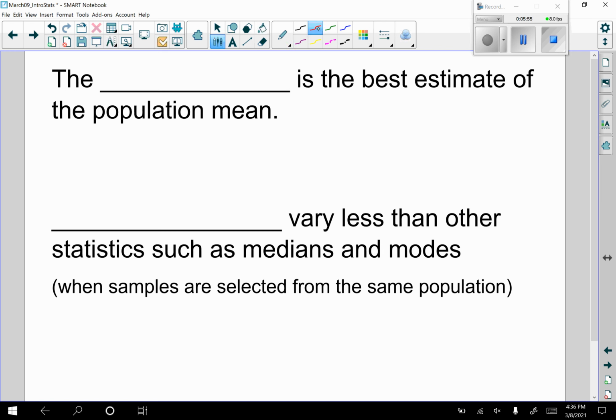So what we just wrote out here, the sample mean is the best estimate of the population mean. We'll go back and use that same word again, but we'll pluralize it here. Sample means vary less than other statistics such as medians and modes. Now keep in mind what we were doing from the last section in chapter 6 when samples are selected from the same population.